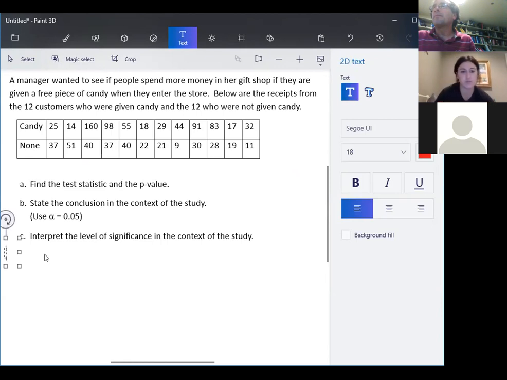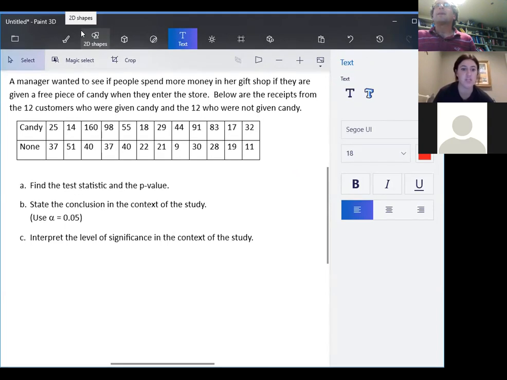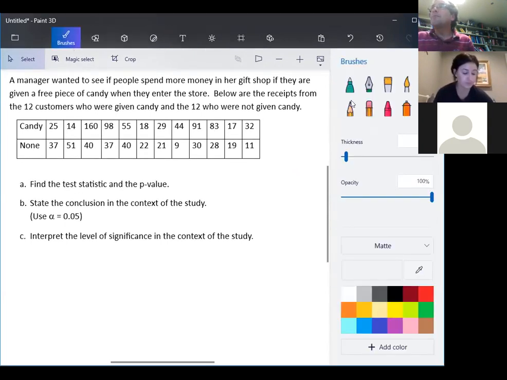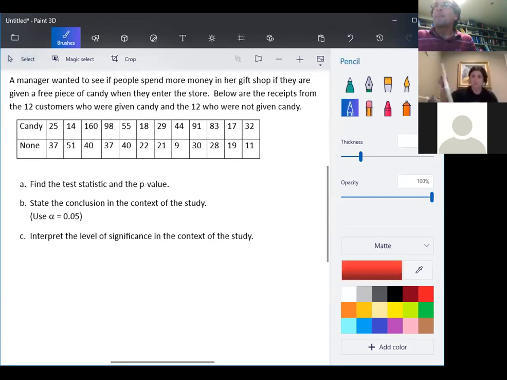The previous one was proportion, and this is going to be mean, so we're not going to use the letter P on this one. We're going to use what letter? Mu. Okay, which is why I got to do it with a pen, because you can't do mu on a keyboard. So mu.